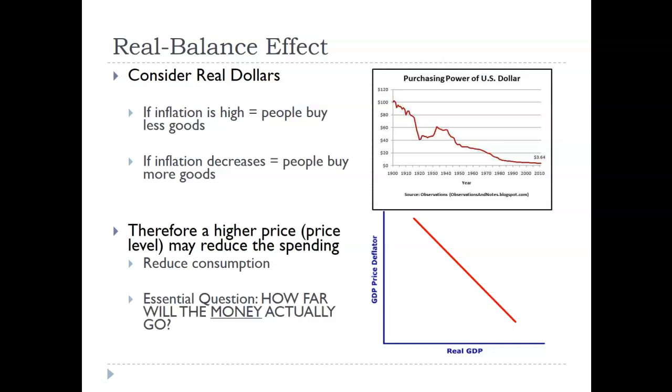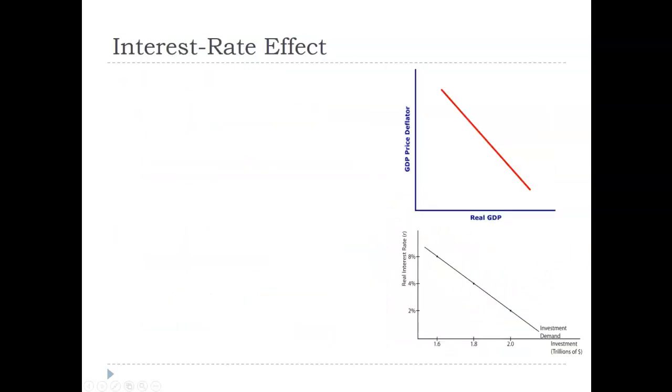Therefore, a higher price level reduces consumption. Again, the important question is how far the money will actually go, and we're holding things like national income stable. So national income stays stable, the price level goes up or down, and we create this aggregate demand curve, this downward sloping section. Next, the interest rate effect. We don't really use this one as much, but it definitely highlights things we talk about going forward.